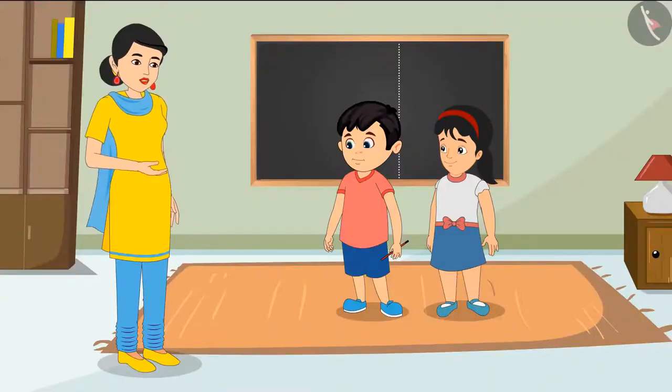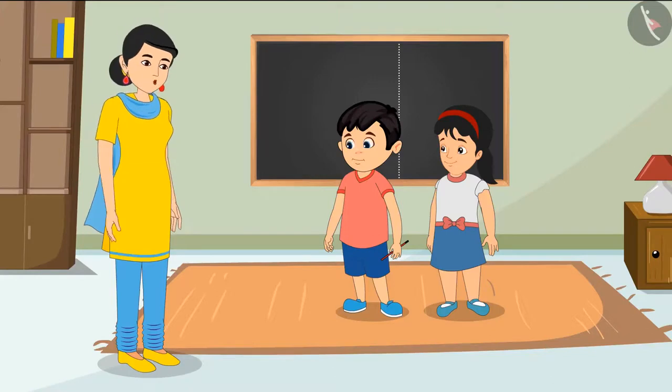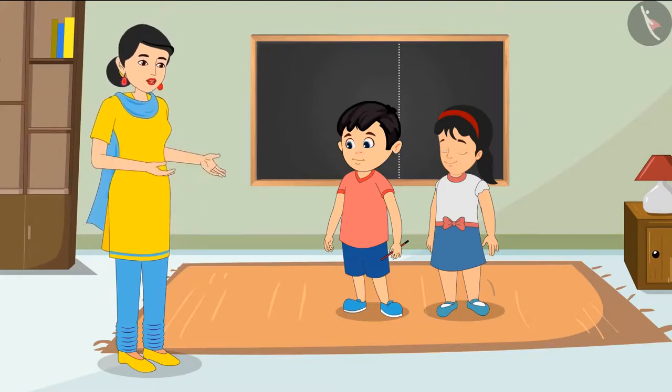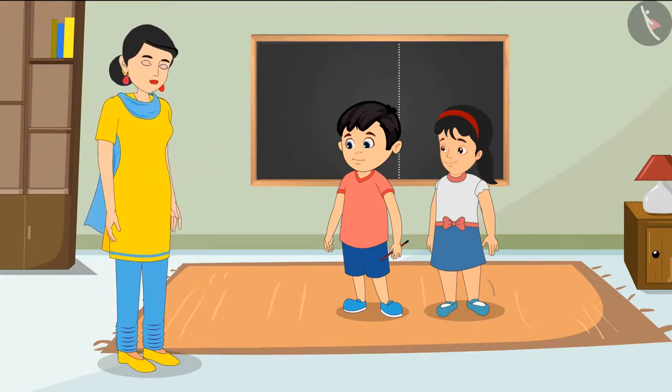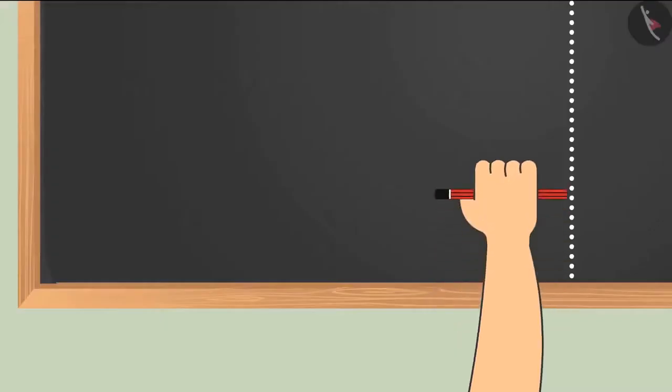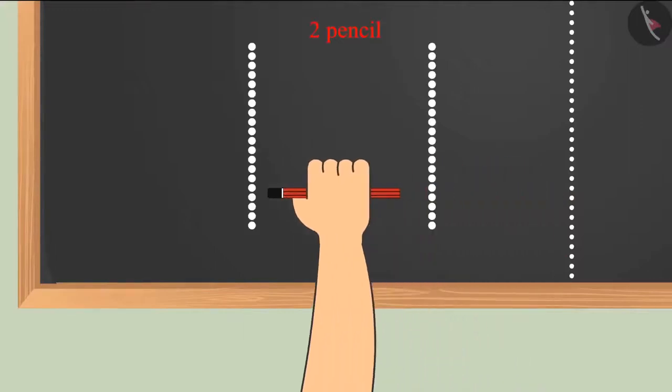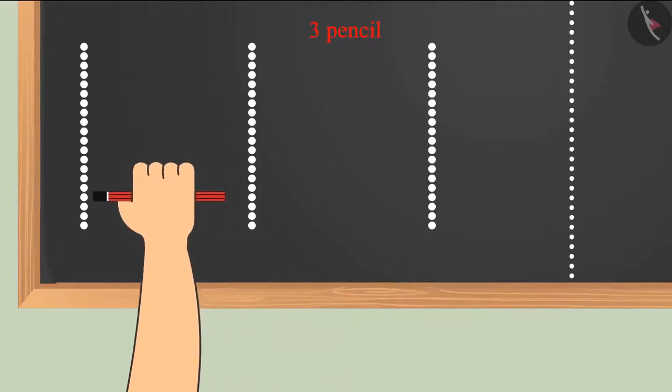Chotu gets the pencil from the table. Chotu, first, keep the pencil at the starting point and see how many pencils are required to measure. Okay, mummy. Chotu begins to measure the space with his pencil. One pencil. Two pencils. Three pencils.